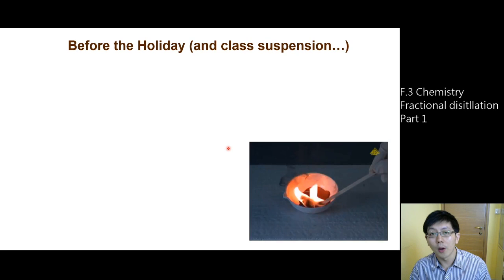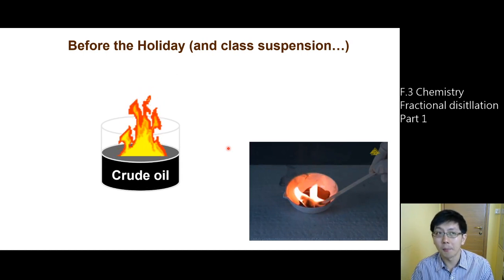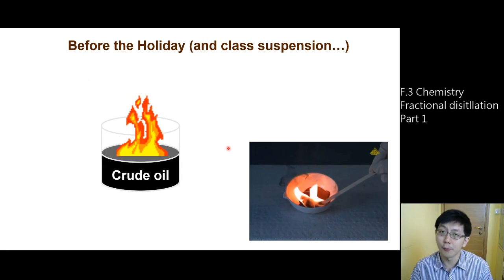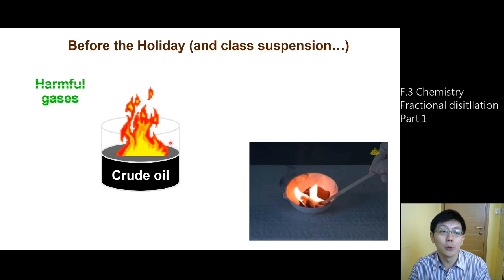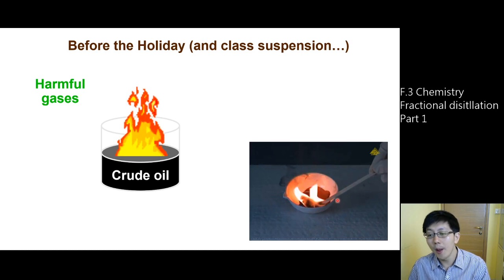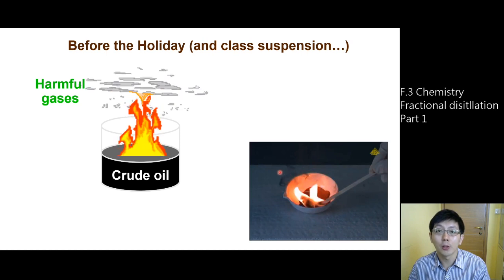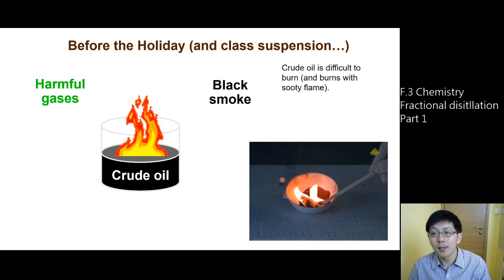Another thing we have discussed before the holiday is crude oil. Although we say that crude oil is a fossil fuel, a fuel we can burn to release energy, no one will burn crude oil directly. The reason is that if you burn crude oil, there will be a lot of harmful gas. Remember that I have shown you this video. If we burn the crude oil, it will give a lot of black smoke. Of course, you know that they are air pollutants. And we say that in chemistry, it burns with a sooty flame.